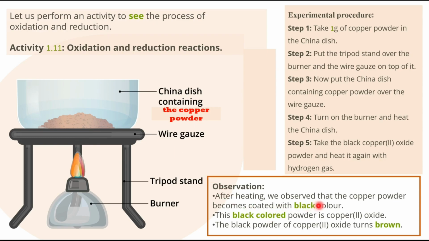After heating, we observe that the copper powder becomes coated with black color. When we heat the copper powder, it gradually turns black. This black colored powder is copper oxide. Later on, the same black powder of copper oxide turns brown. This is how the oxidation and reduction changes take place.